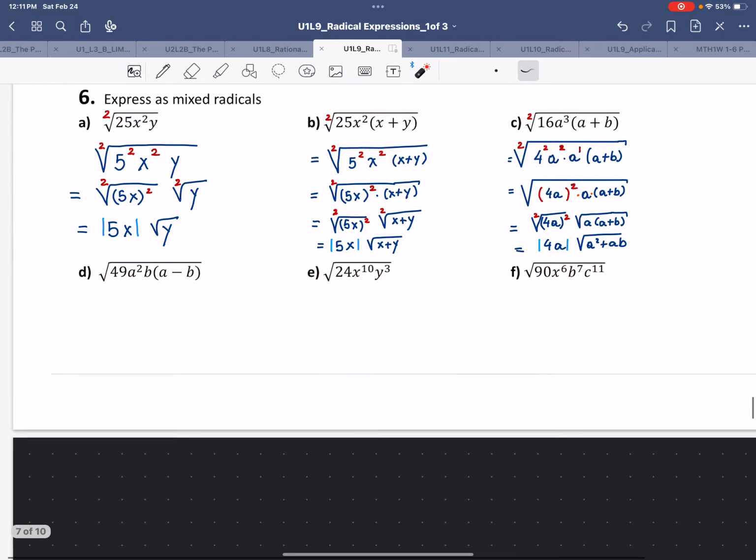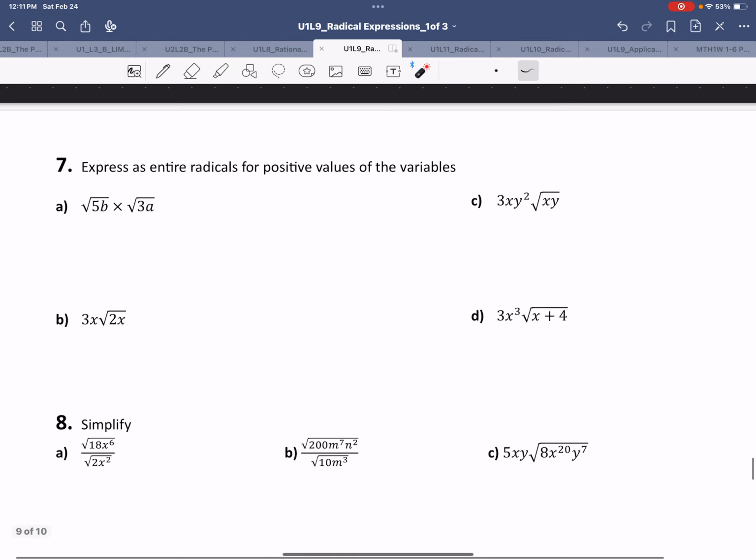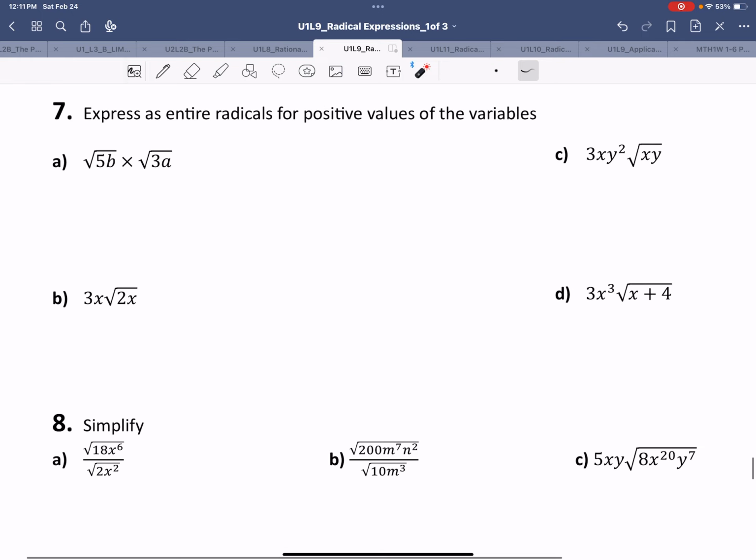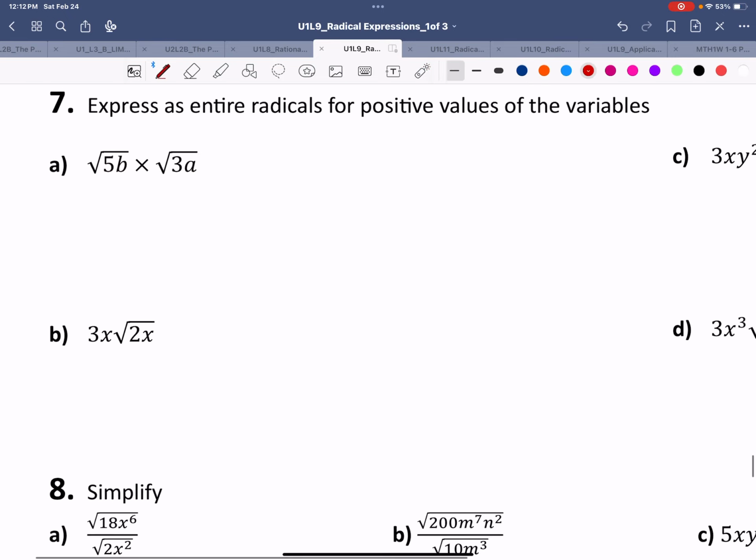So in the next group of questions, we have to express as entire radicals. We've done some exercises with expressing the answers as entire radicals, but we've dealt only with single terms. So here we have the product of two radical terms. To express as entire radicals, we have to first multiply. Remember that we cannot multiply two radicals unless they have the same index. In this case, we don't have that problem, so we can go ahead and multiply them.